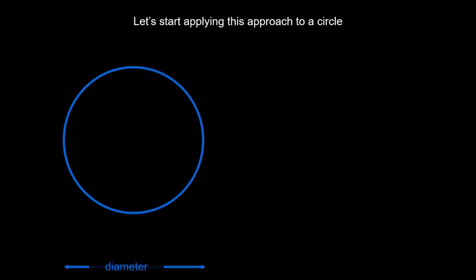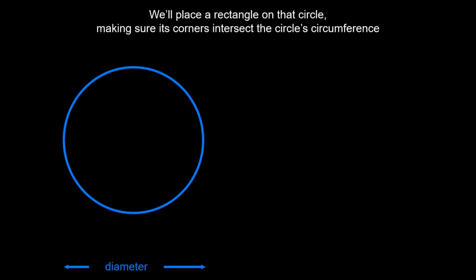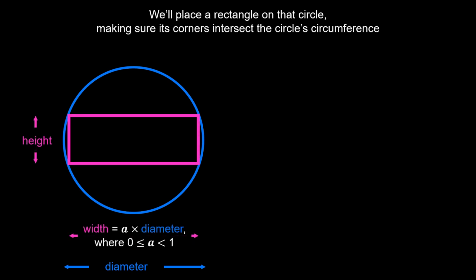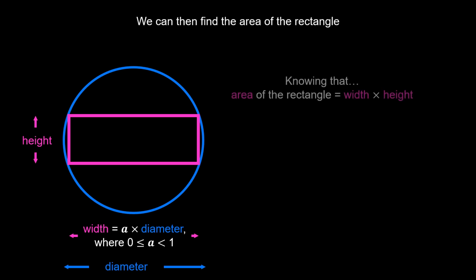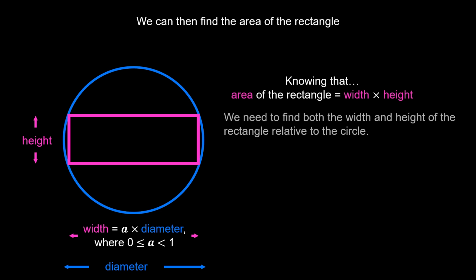Let's start applying this approach to a circle. We'll place a rectangle on that circle, making sure its corners intersect the circle's circumference. We can then find the area of the rectangle. Knowing that the area of a rectangle is its width times its height, we need to find both the width and the height of the rectangle relative to the circle.